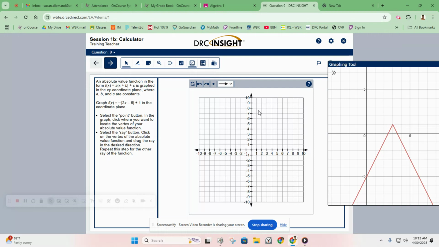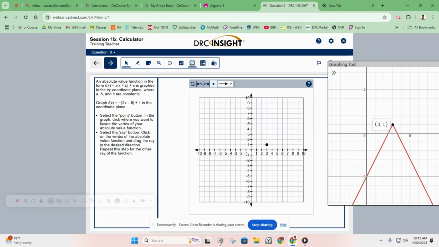It says in order to graph this on here, we're going to select the point button in the graph, click where we want our vertex to be. The vertex is where it changes directions. It's either the max or min. So I'm going to click on this point and go to 3, 1 and put that point. That's the only point I put on the graph. We're using other points to know where to put the rays, but we only click a point on the vertex because that's what it says here.